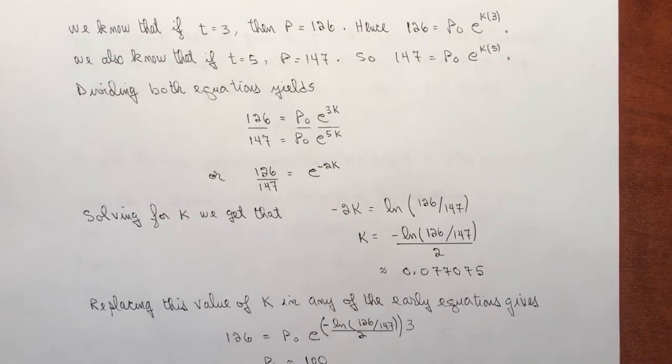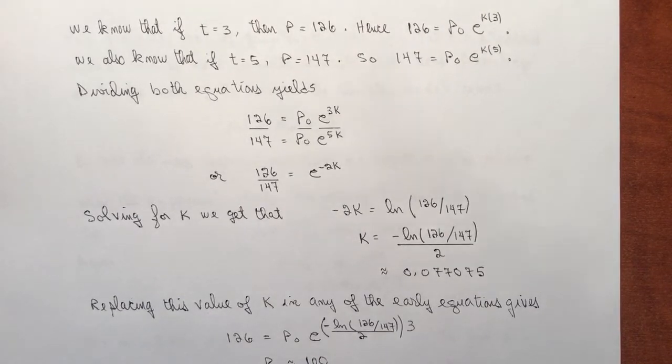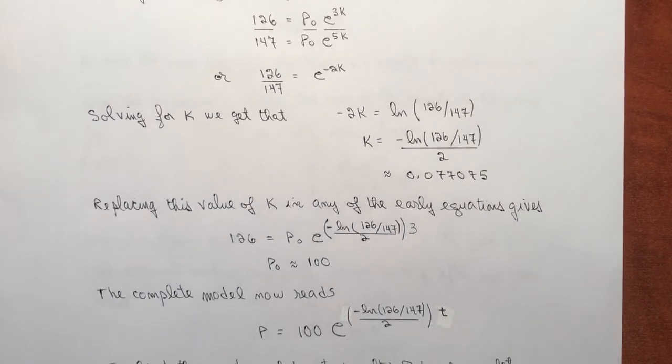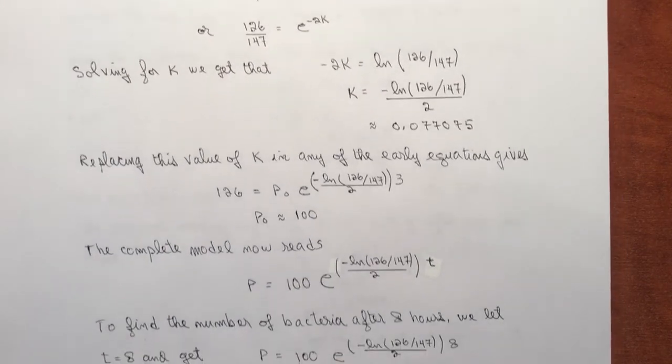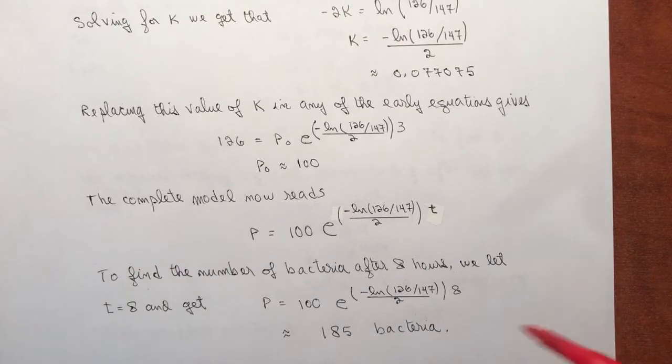So we can replace this value into the earlier equation, and we get that 126 is equal to P0 multiplied by e to the growth constant times 3, to get P0. So P0, upon this calculation, comes up to be 100. Now the complete model reads 100 times e to the growth constant times t. If you're interested in finding the number of bacteria after 8 hours, you simply replace t by 8. Multiply 8 by the constant, take e to that power times 100, and that will give you roughly 185 bacteria.